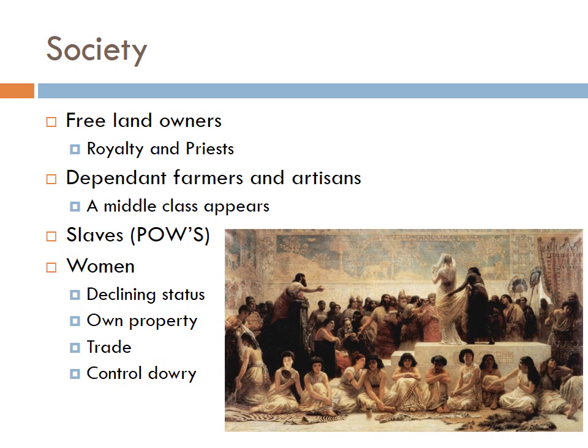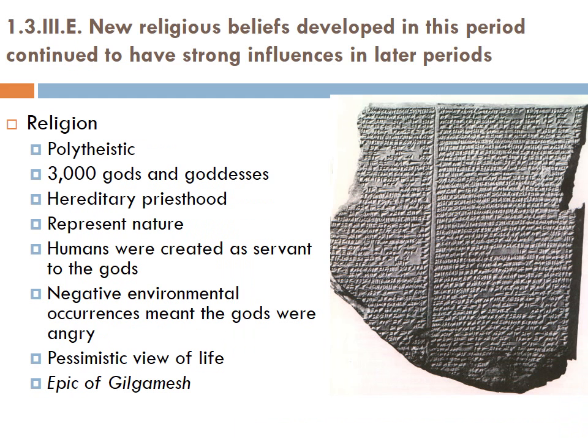So if you had to look at a comparison between Egypt and Mesopotamia, hopefully you can see Egypt typically more positive towards women, Mesopotamia typically more low towards women, declining status. They can own property, and they can trade, and they can control the dowry, but sometimes those things are different than the Egyptian world. Sometimes they're not. So look at that.